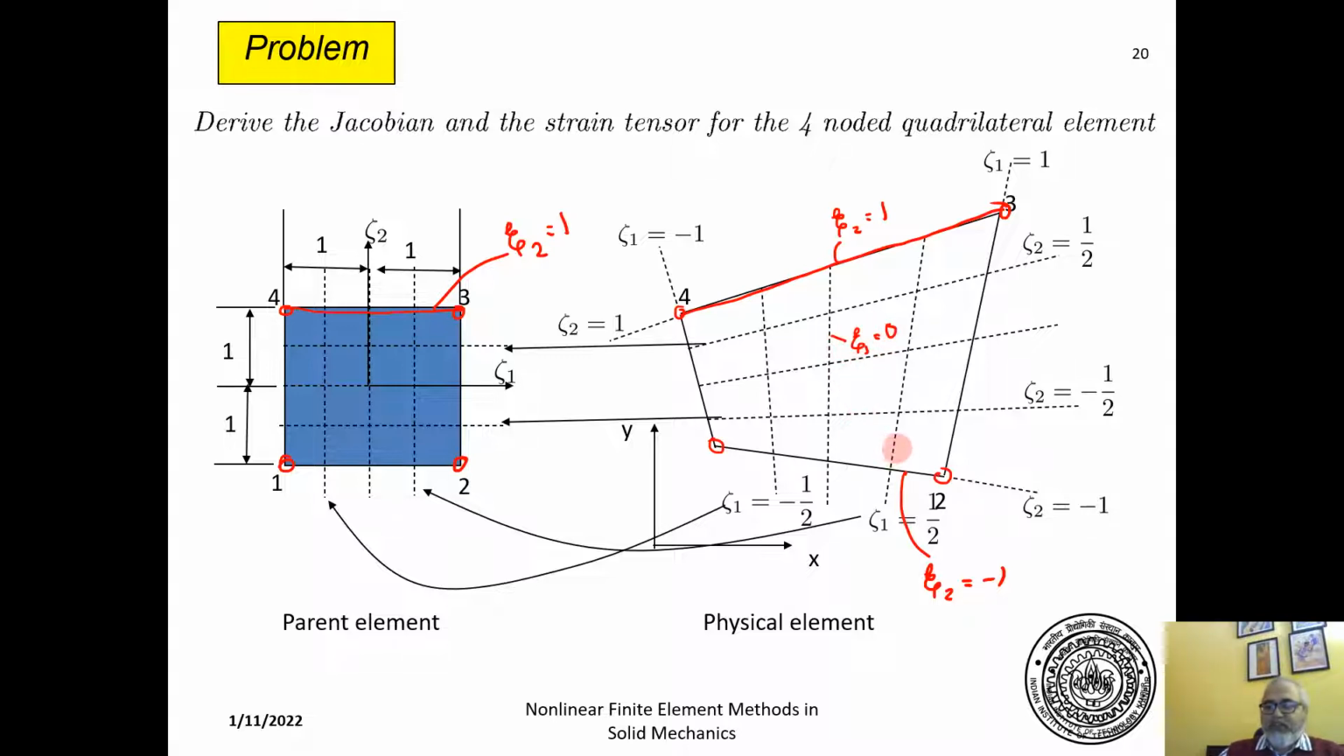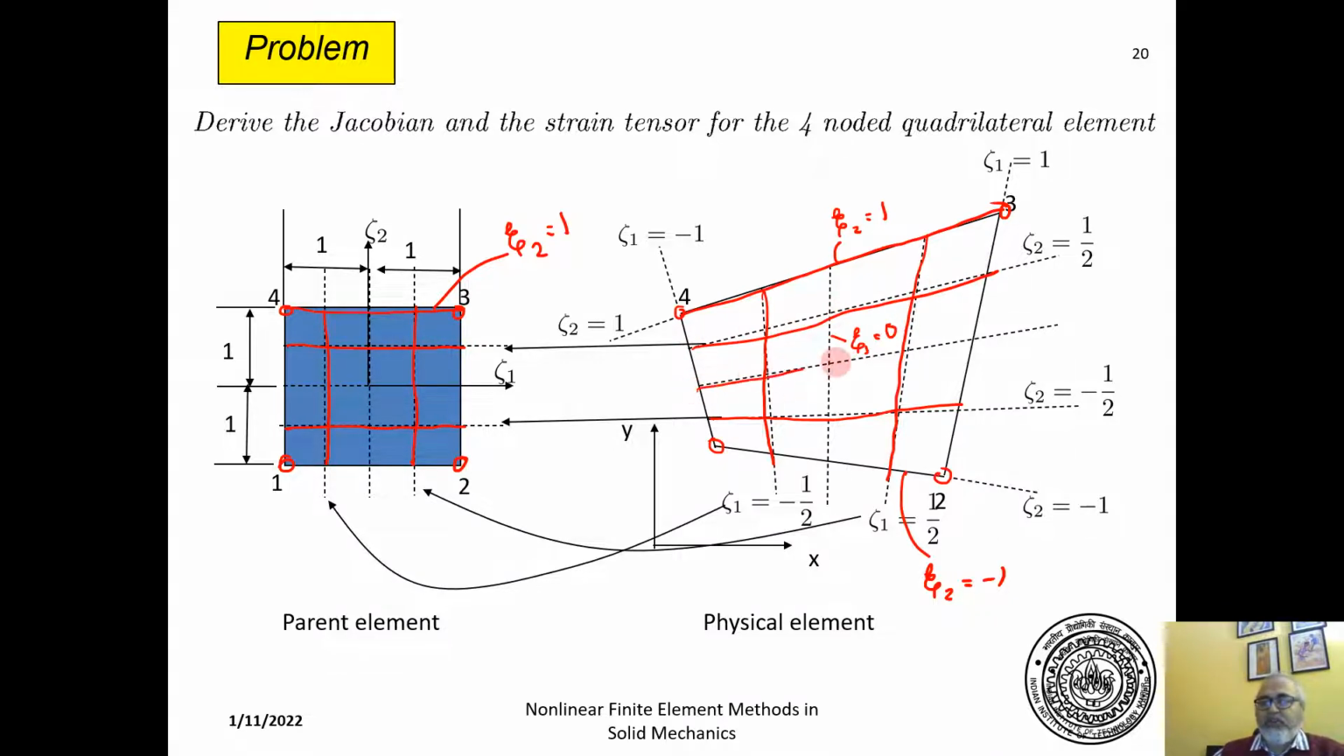Similarly, this is zeta 1 equal to plus half. This is zeta 1 equal to minus half. Zeta 1 equal to plus half is the map of this line onto this line in the physical space. Minus half is this line mapped from here. Similarly for zeta 2. So this is zeta 2 equal to half, zeta 2 equal to minus half mapped from this line, and zeta 2 equal to plus half is this line which maps to this.